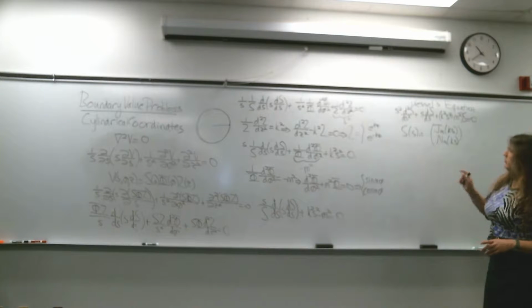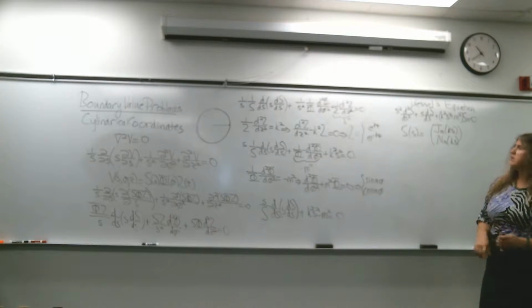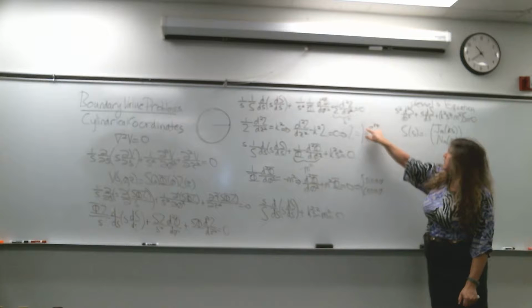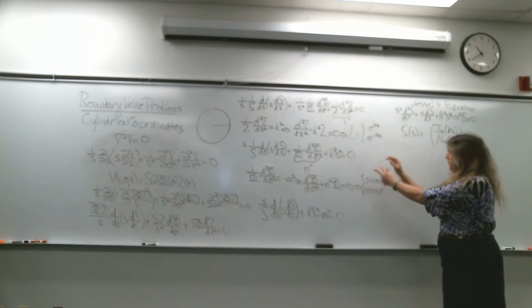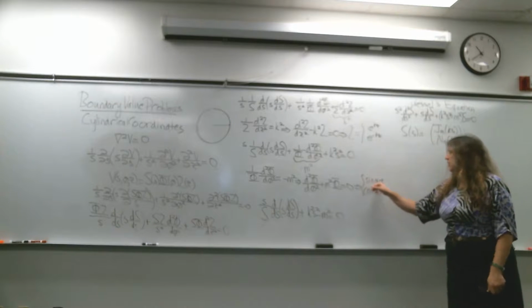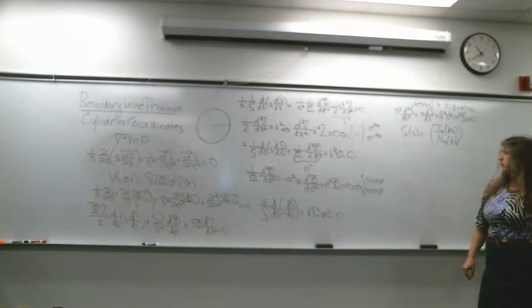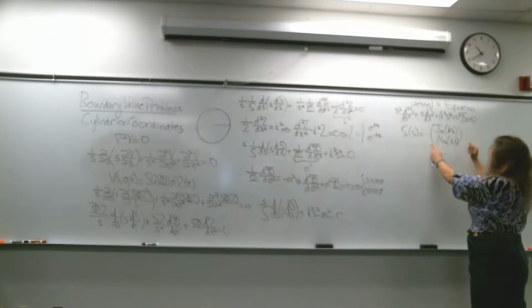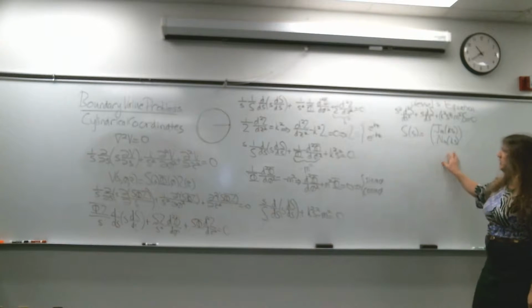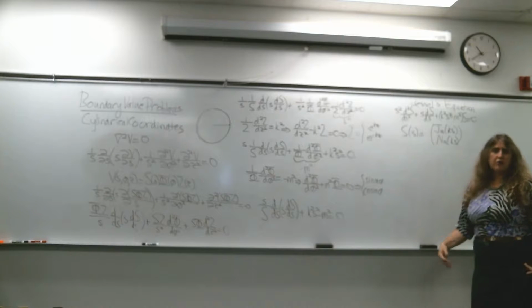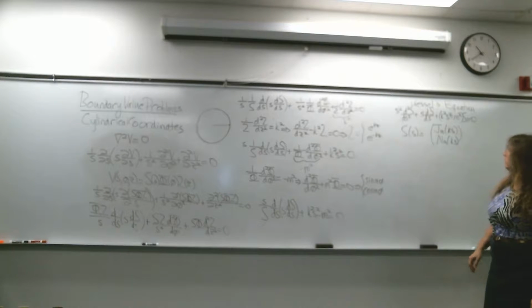Okay, so basically your solution is going to be in the form of some product: some linear combination of e to the kz, e to the minus kz, times some linear combination of sine phi, cosine phi, times some linear combination of your Bessel function and your Neumann function. And again, some of these terms will drop out depending on whatever boundary conditions you're given.